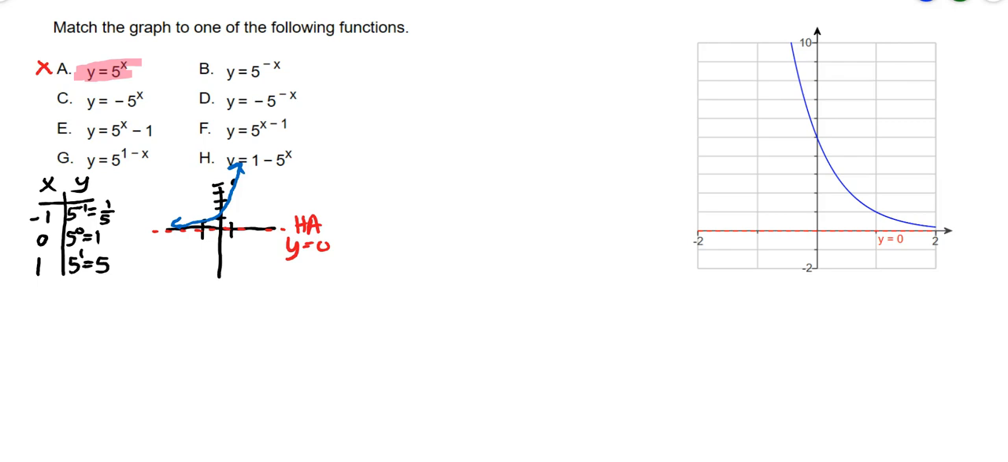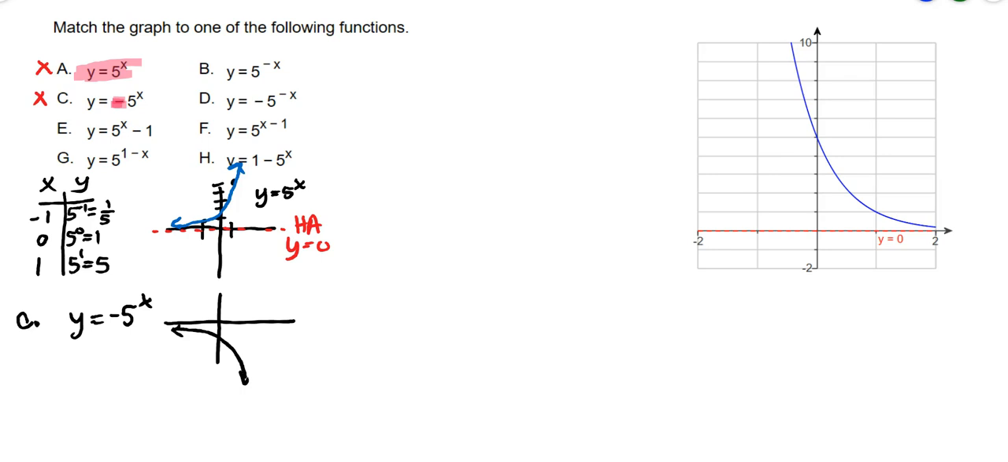Taking a look at the next one, y equals -5 to the x. This -5, this negative here, is a vertical reflection. Let me just label this. This picture is y equals 5 to the x. We're going to start with this picture every time we draw one of these graphs. So for answer choice C, y equals -5 to the x, that negative vertically reflects the graph, which would make it look like this. You can see that that's clearly not the right answer choice.